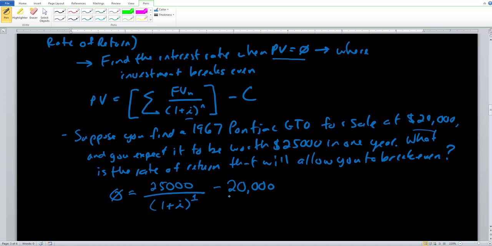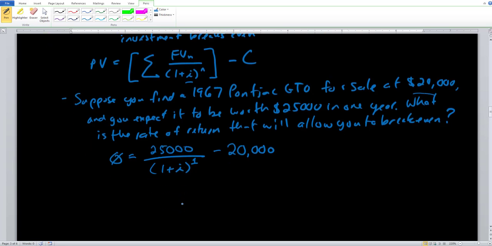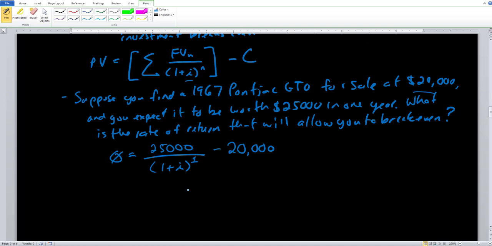And then this becomes a simple algebraic problem. We do a little bit of manipulation, going from left-hand side to right-hand side and trying to isolate the I by itself. So let's go ahead and do this step by step. If you need the steps right here, we bring the 20,000 over to the left-hand side. We add both sides. So 20,000 here, we're left with 25,000 over 1 plus I.